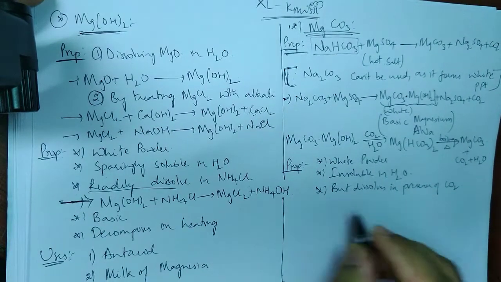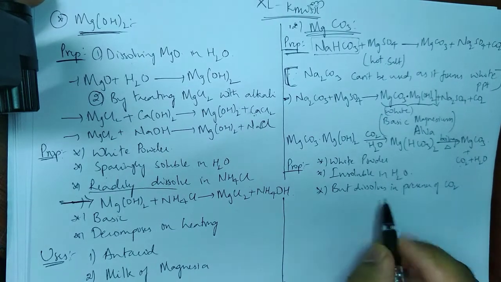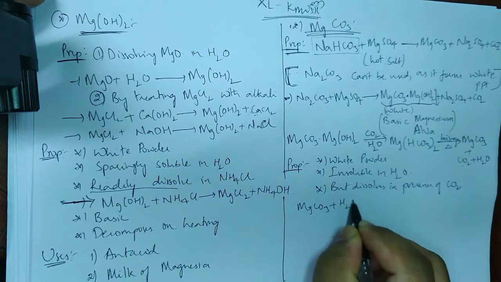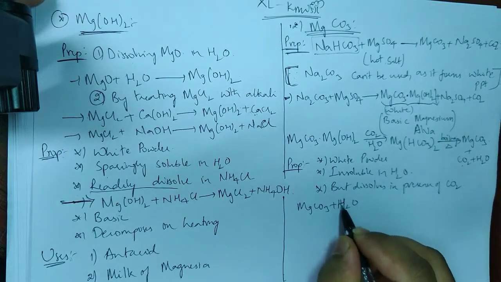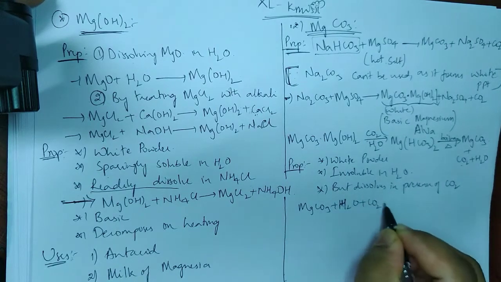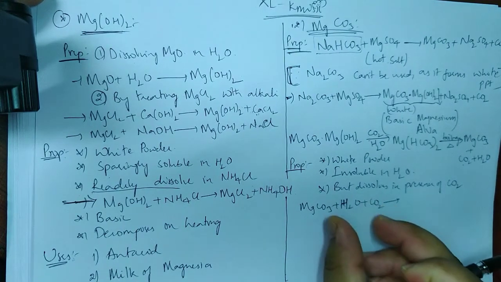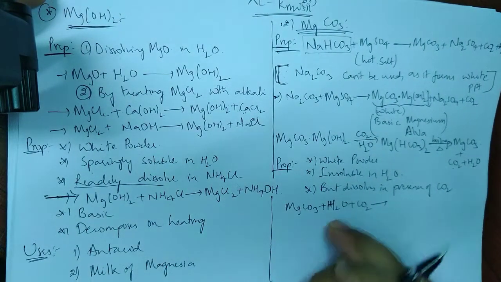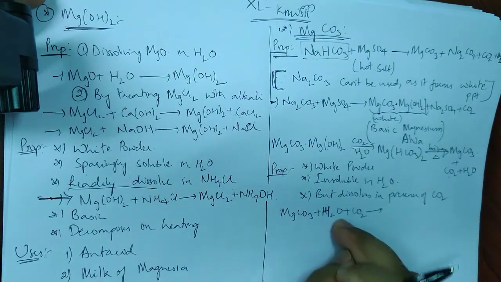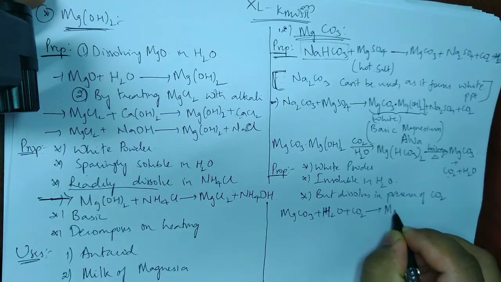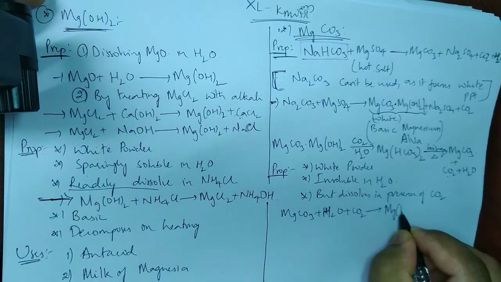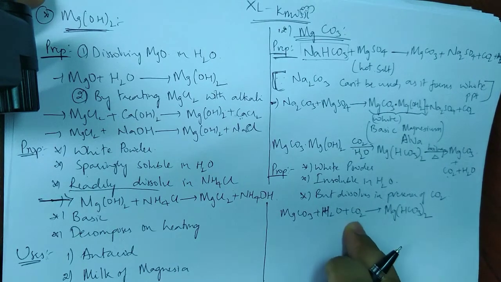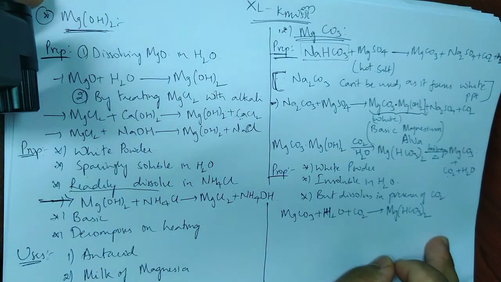We have seen this reaction. In fact, what happens: MgCO3 plus H2O, normally it does not dissolve, but in the presence of carbon dioxide, carbonic acid is formed, a weak acid in fact. When this weak acid reacts with it, it forms bicarbonate. I am saying weak acid, so it should form bicarbonate. So in the presence of carbon dioxide, it dissolves and forms bicarbonates. Fine.